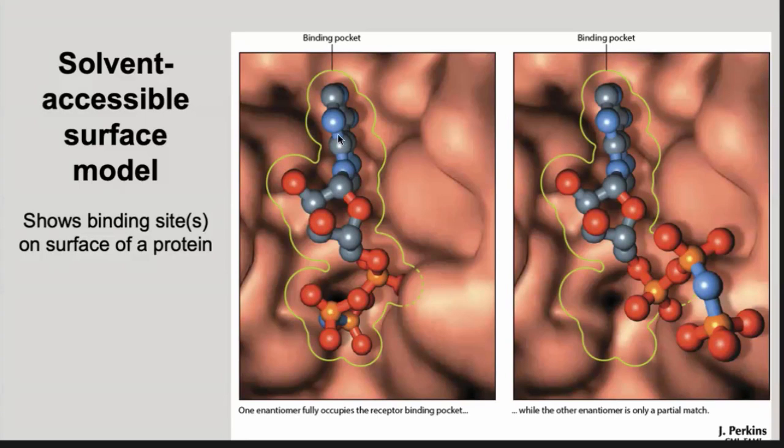And many molecules will have what are called enantiomers, which just means different shape configurations of the molecule. A lot of organic molecules have what we call a left-handed and right-handed form.